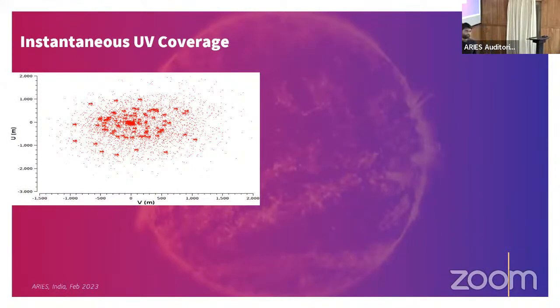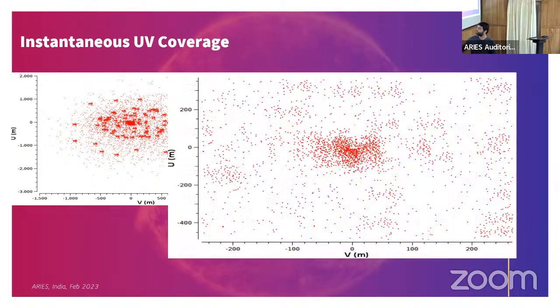This is the UV distribution, so this is Fourier space. You can see it is quite dense in the center, and this denseness actually comes because there are more number of small baselines. This is critically needed for the Sun, because the Sun is quite bright. If you lose out flux here, then your images will not be that great, and they will have lots of instrumentation artifacts. So that is the advantage of MWA over, let's say, other telescopes that we have.